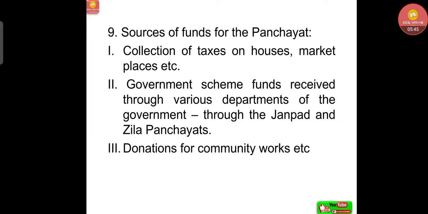Now, sources of funds for the Panchayat, where do they come from? First one, collection of tax on houses, market places, etc. Second, government scheme funds received through various departments of the government, through the Janpad and Zilla Panchayats. The third one, donations for community works, etc. So, these are the sources of funds for the Panchayat.